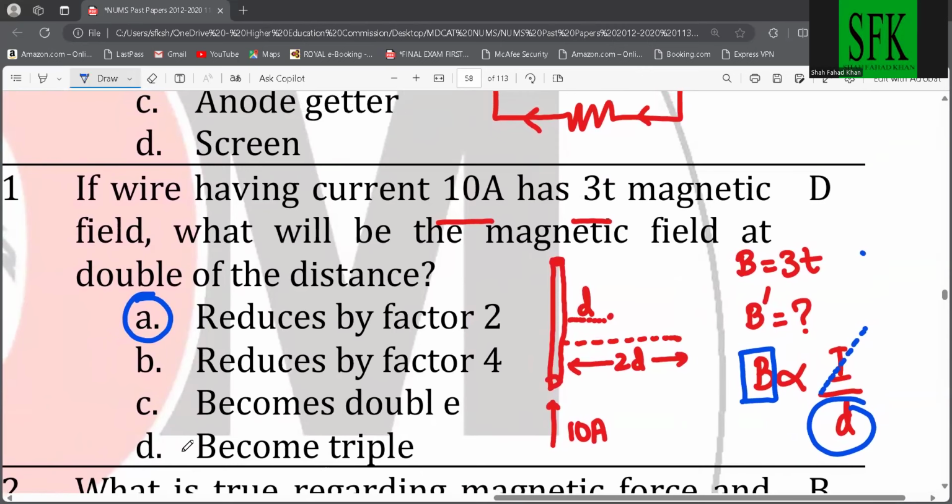Becomes triple is not the correct answer, okay? Because this is the formula: B is proportional to current over D. Yeah, so it has to be lesser. It cannot be greater at all. And this also makes sense logically. If you go away from the wire, its magnetic field is going to become weaker, right? It cannot become stronger.